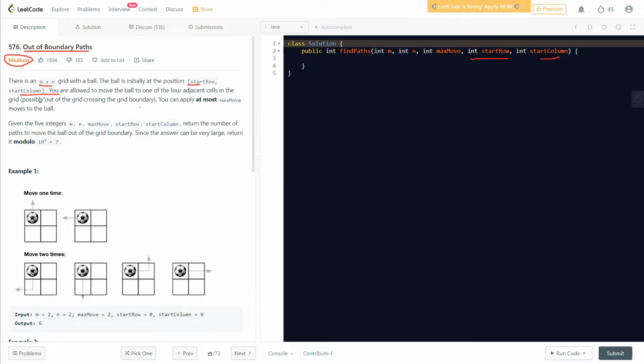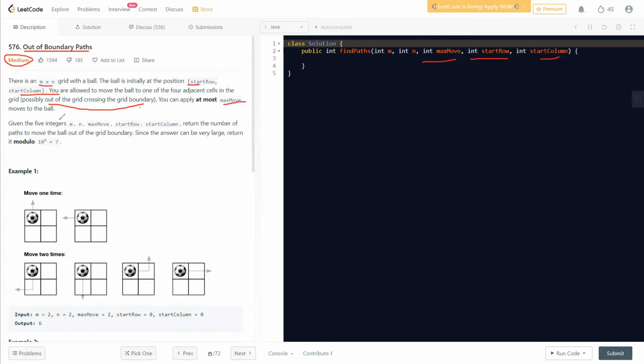Our target is to just move the ball out of the grid, crossing the grid boundary. So it should go out of the grid boundary. We can apply at most max move moves to the ball. So max move is something given to us. We can apply at most max move moves to our ball and find a solution to that. So that's what we are supposed to do with this.